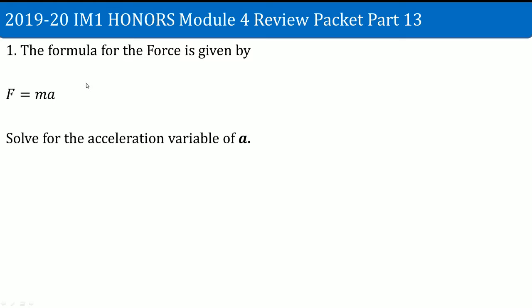Okay, next, here's the formula. The formula for force is given by F equals ma. You're going to solve for the acceleration, the variable a. So F equals ma. Divide by m because you're trying to get a alone. Okay, this should cancel out. So F over m gets you a. So your acceleration is equal to your force divided by your mass.